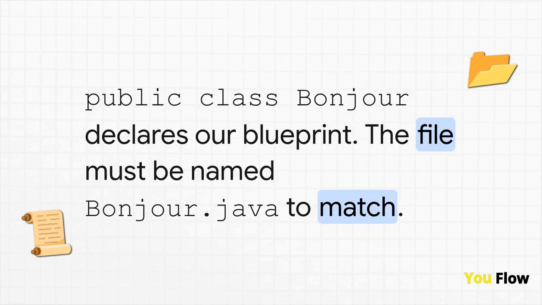First up, public class Hello. See? Just like we talked about, everything in Java lives inside a class. This line defines our main blueprint for this little program. And a key rule, the file has to be named Hello.java to match the class name exactly.